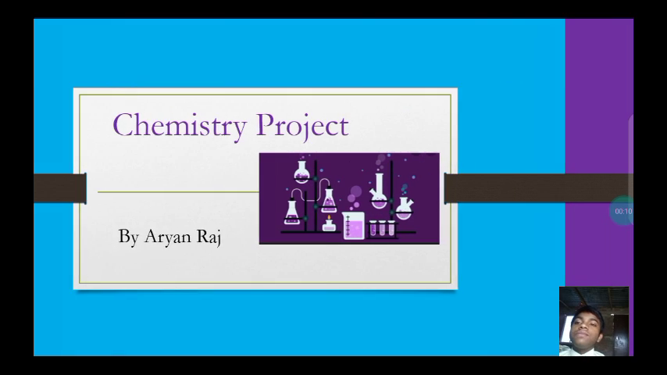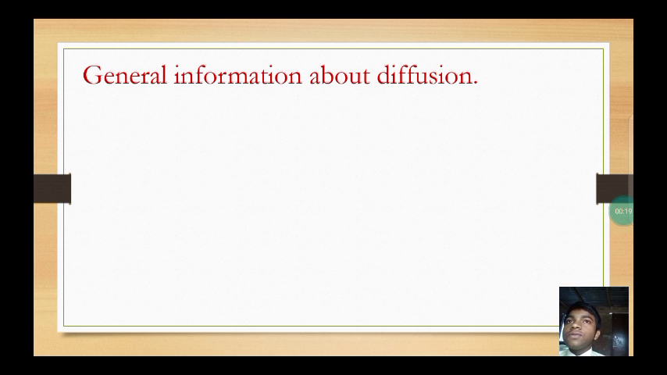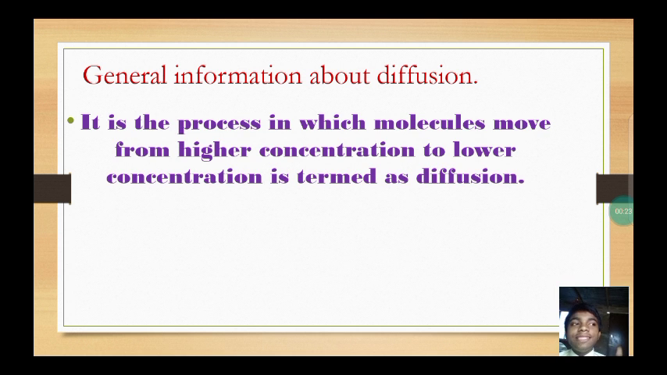My chemistry project was on the topic of diffusion. So, let's start. What is diffusion? The general information which everyone knows about diffusion is that it is the process in which molecules move from higher concentration to lower concentration. So what does this mean?